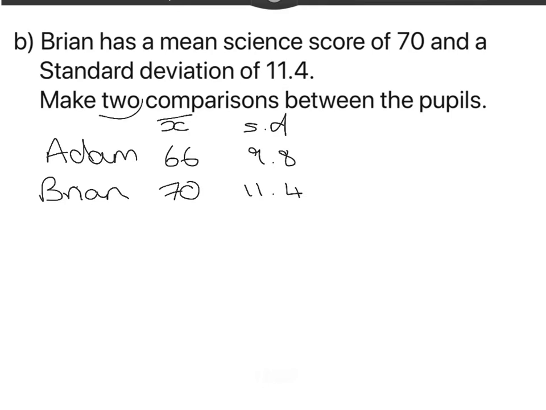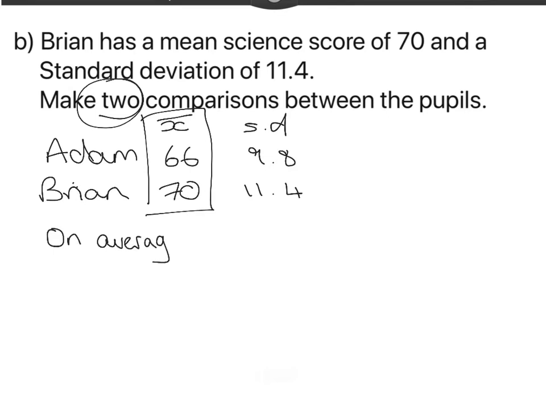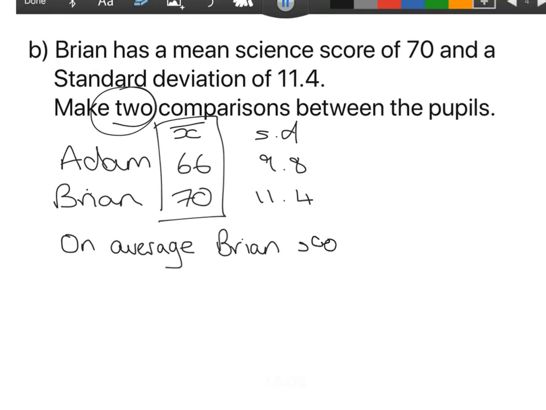So we have to make two comparisons about Brian and Adam. First statement always talks about your mean. And I generally start with the second person. It's a horrendous question to mark as a teacher. The shorter the answer, the more concise it is, sometimes the better. So I'm going to start with Brian. My first sentence starts with on average, because that is a different way of talking about the mean. So on average, Brian gets an average score of 70 compared to 66. So on average, Brian scores higher than Adam.